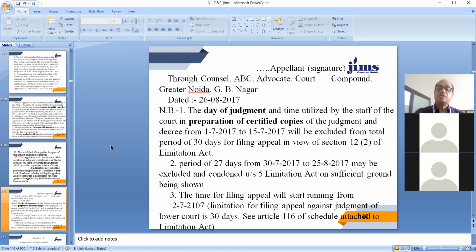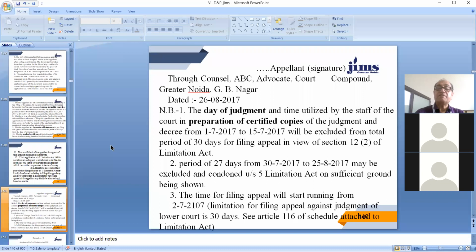And in this connection, you should note rule number 1 is that the day of judgment and the time utilized by the staff of the court in preparation of certified copies of the judgment and decree is to be excluded. You see, the order was passed on 1st July 2017. So 1st July to 15th July, time was taken in preparation of the certified copy of the decree. So that time will be excluded in view of Section 12, clause 2 of the Limitation Act.